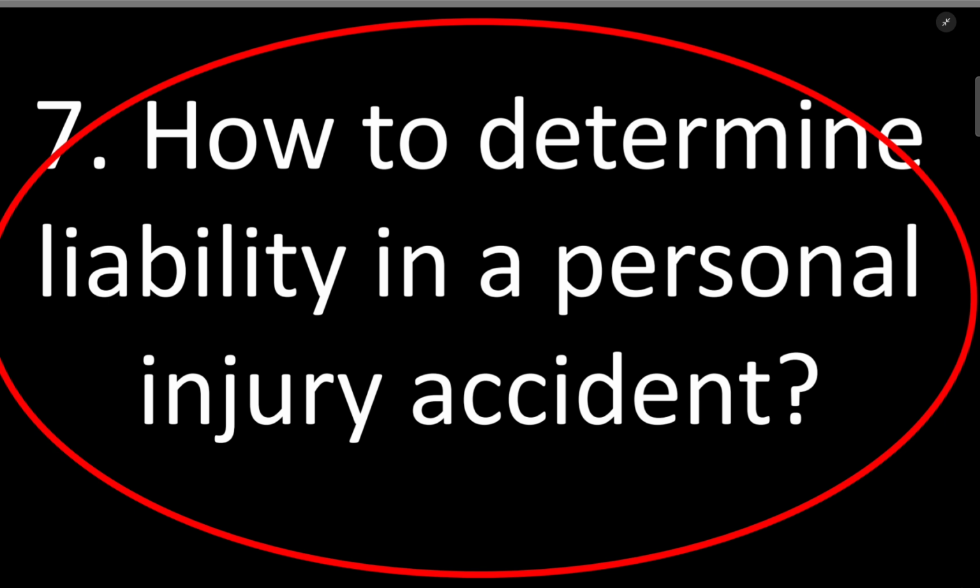The same principle applies in other situations, such as a property owner failing to repair a dangerous condition on their premises. In general, negligence involves four key elements: duty of care. The responsible party had a duty to act in a way that would not harm others.